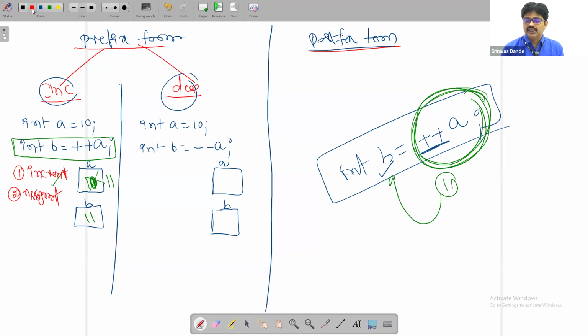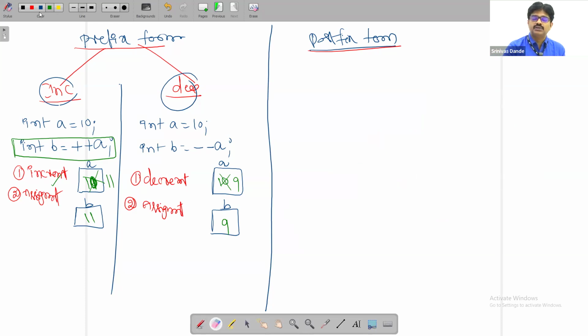Come here. In this case, first decrement will happen. Am I right? First decrement, then assignment. So currently, what is the A value, guys? Initially A is 10. So in this, first it will do minus minus A. Minus minus A takes more priority. So A value becomes 9, decrease by 1. Then the result is assigned to B, B is 9. Is that clear? Prefix.